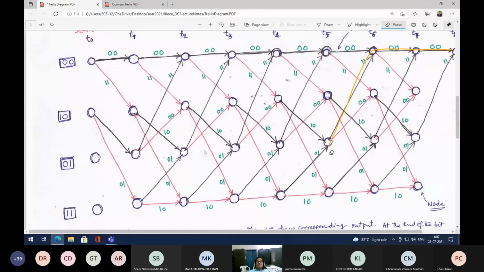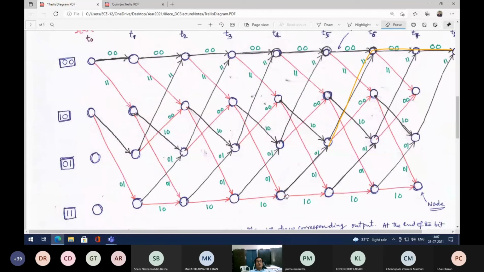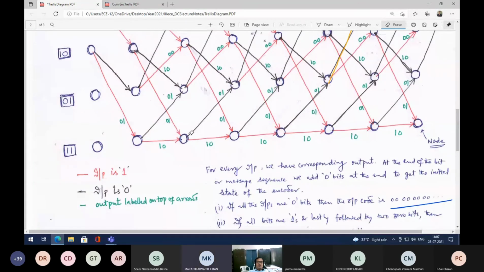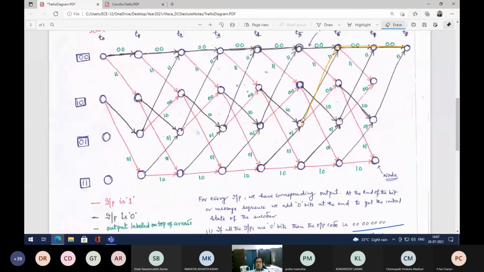Fine. Now in that process, we will find out the Hamming distance between this received sequence and each possible code word. Shall we do it? Yes, sir. Okay. Now let me give you some kind of illustration. Can somebody tell me what is my received sequence which I showed?